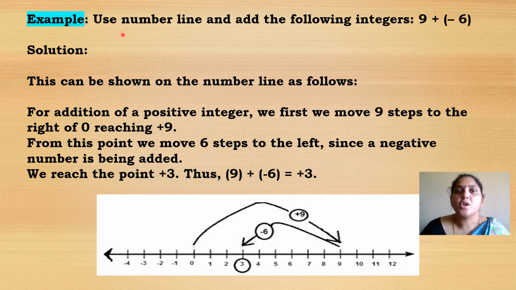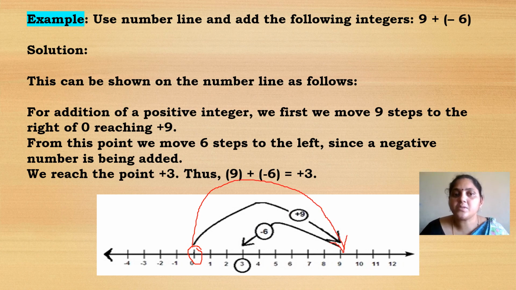Example we will see here. Use the number line and add the following integers: 9 plus minus 6. What will be our solution? This can be shown on the number line as follows. For addition of a positive integer, we move 9 steps to the right of 0, reaching plus 9. For checking this, from 0 we have to move 9 steps forward. That is, you have to come to 9, right?